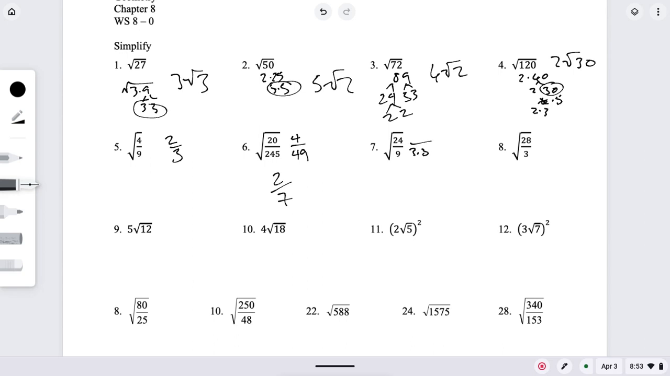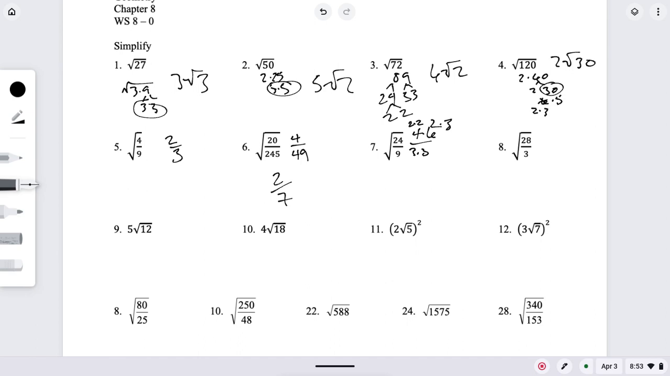And on top, I have 24. I can make that a 4 times 6, right? And I might write it that way because 4 is, again, another one of those perfect squares. I know that I can pull some 2's out, right? If you have to break it down further so you can see those two 2's, that's fine. The 6 has a 2 and a 3 in it.